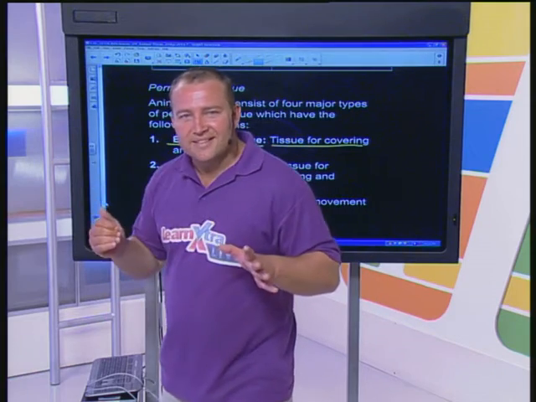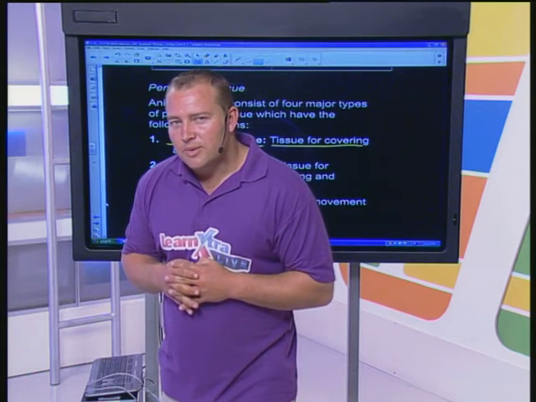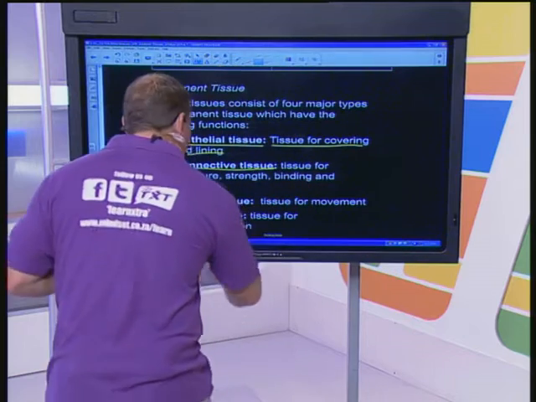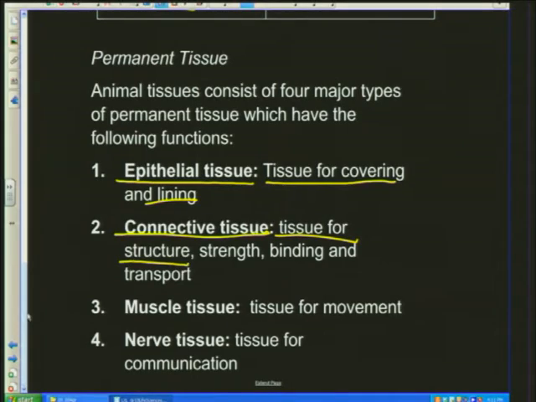Your blood is a connective tissue. Blood. Blood is a connective tissue. How cool is that? You see, we don't do things easy in life science. We always throw a curveball in there. Am I right? Always throw a curveball. So let's have a look. Tissue for structure, strength, binding, and transport. That's the point of connective tissue.